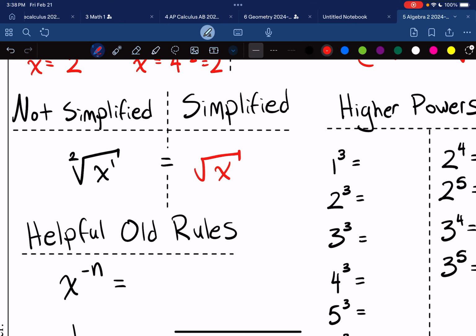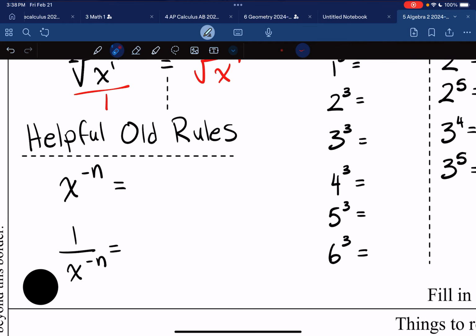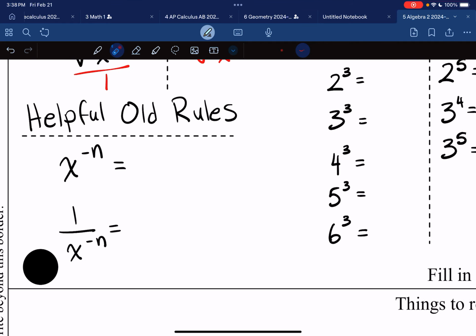I mean, I could make this even crazier and be like, well, technically it's divided by 1 also, because you don't write things that are divided by 1. You can make it much more simplified. All right, so some of these old rules will definitely help in this homework that we're coming up here.